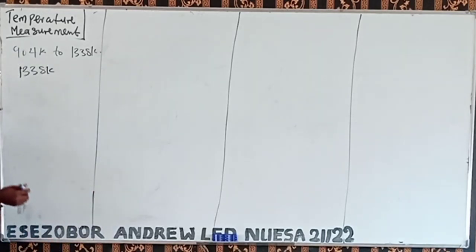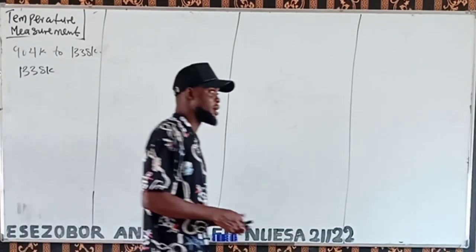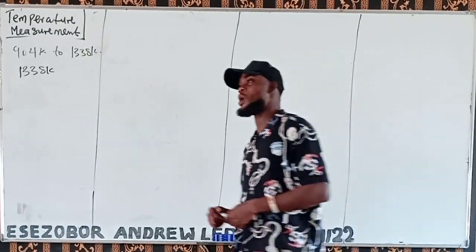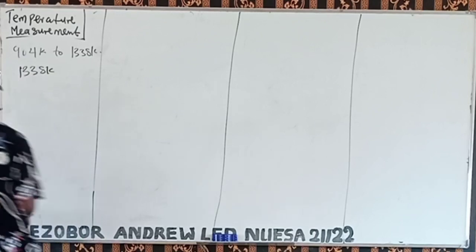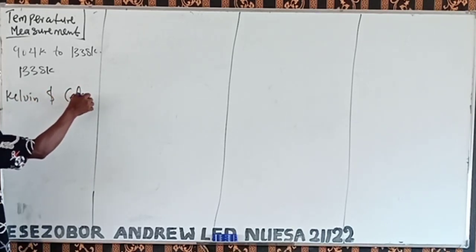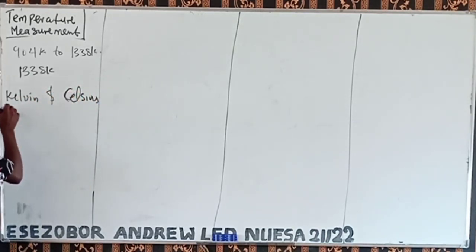So we're going to look at interconversion of temperature scales: how to convert from one temperature scale to another. Let me show you how to convert from one temperature scale to another. Number one, how to convert between Kelvin and Celsius. Then between Fahrenheit and Celsius. How do you do it? Between Rankine and Celsius. Between Fahrenheit and Rankine. Between Fahrenheit and Kelvin. So that's what we're going to be looking at now.